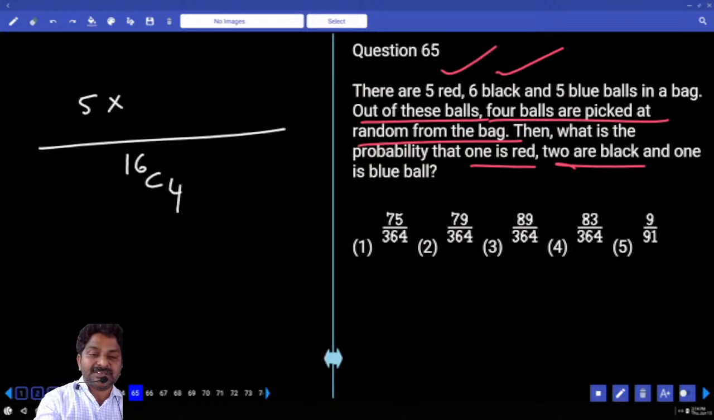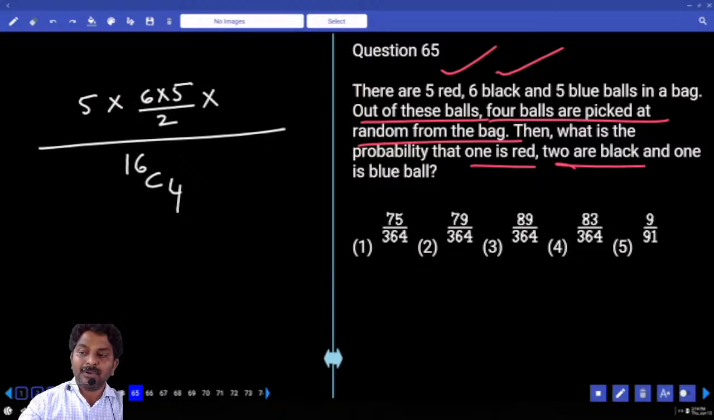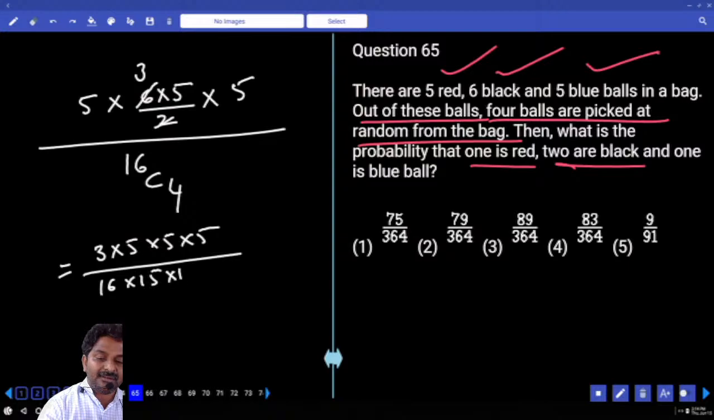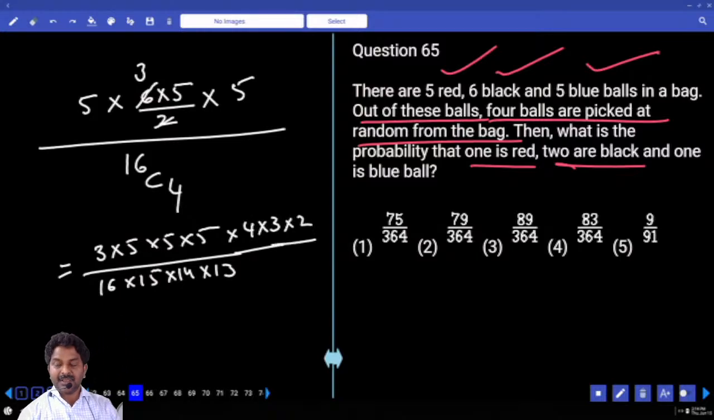2 black from 6, 6C2, 6 into 5 divided by 2, and 1 blue out of 5, 5. To how many times? 3 times. So that is 3 into 5 into 5 into 5 divided by 16, 15, 14, 13 by 4 factorial, that is 4, 3, 2. Correct? Correct. Now, in the numerator, we have 5 cube. In the denominator, we have only 5.